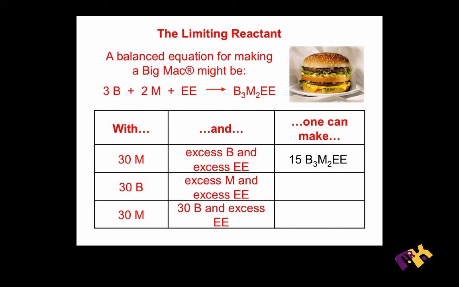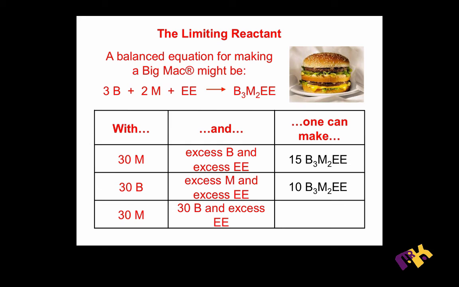15. 15.0. If we had 30 buns, an unlimited supply of meats, and everything else, we could make... 10.0. Remember, when these run out, we can no longer make any more Big Macs.